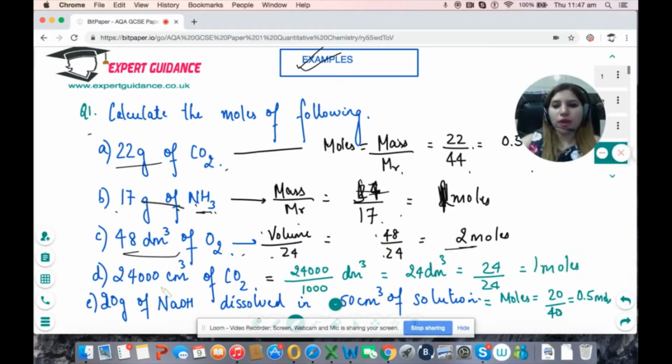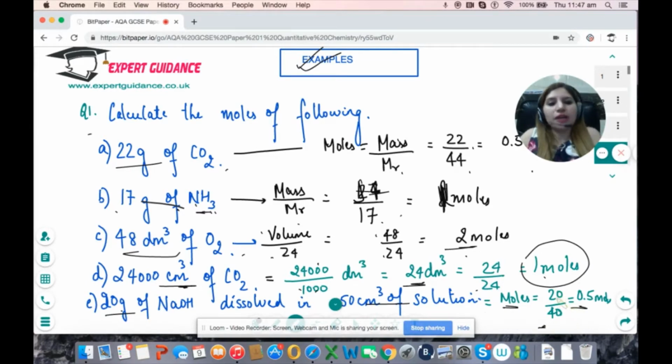For 24,000 centimeter cube of carbon dioxide, remember, you need to convert it into dm cube. So divide by 1000, that gives you 24 dm cube. And moles is the volume divided by 24, so that is 1 mole. Next is 20 grams of sodium hydroxide dissolved in 50 centimeter cube of solution. Moles is, you need to divide the 20 grams by the MR, which is 40. That gives you 0.5 moles.